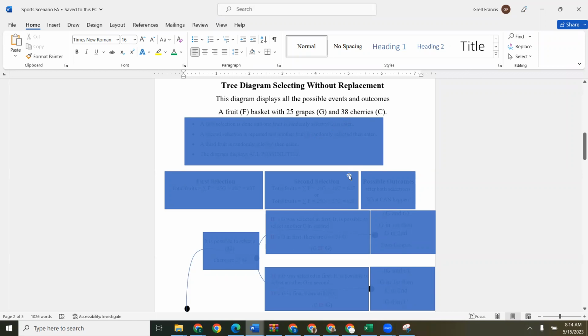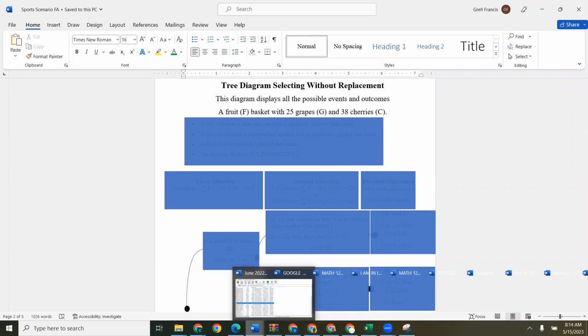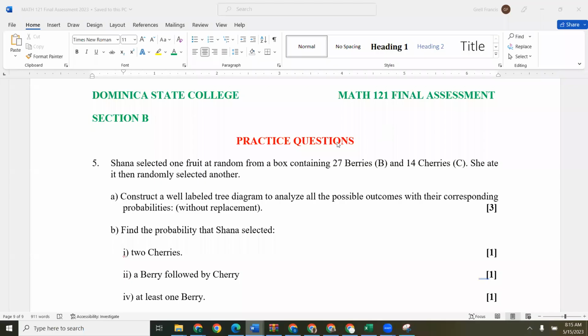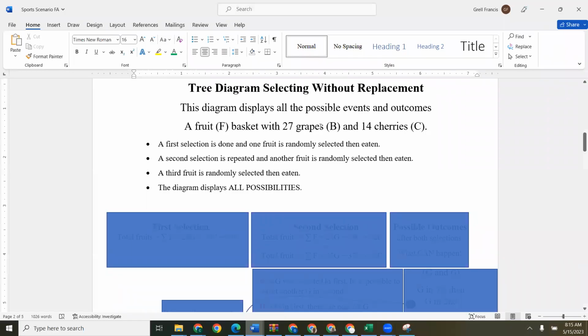What we have to do is modify it to suit our scenario. We are dealing with berries and cherries. 27 berries and 14 cherries to be exact, as the first condition of the box. So you've got 27 berries and 14 cherries in the initial stages of the box.